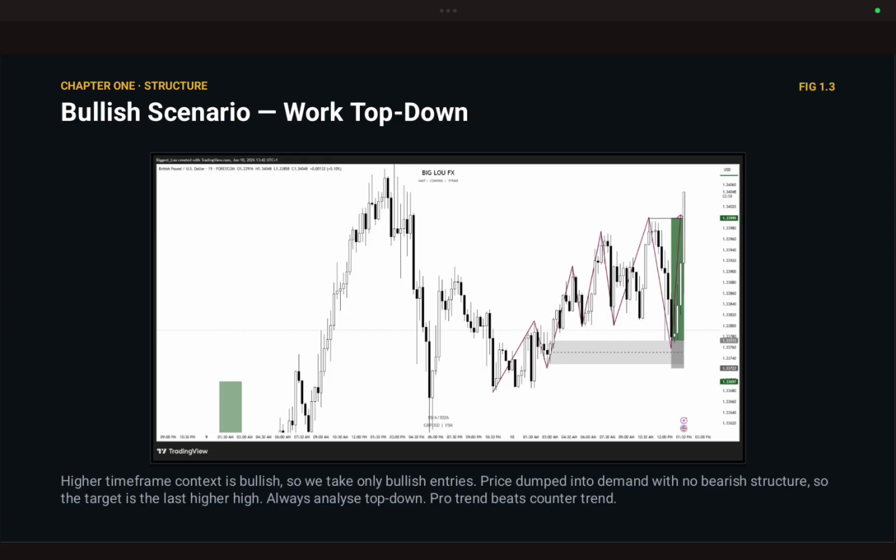If there's a clear bearish structure that brought price down to mitigate the demand level, we would have targeted the last lower high, but now we are targeting the last higher high. Do we understand? So that is our target. So always analyze top down. Pro trend beats counter trend. All right, that's by the way.